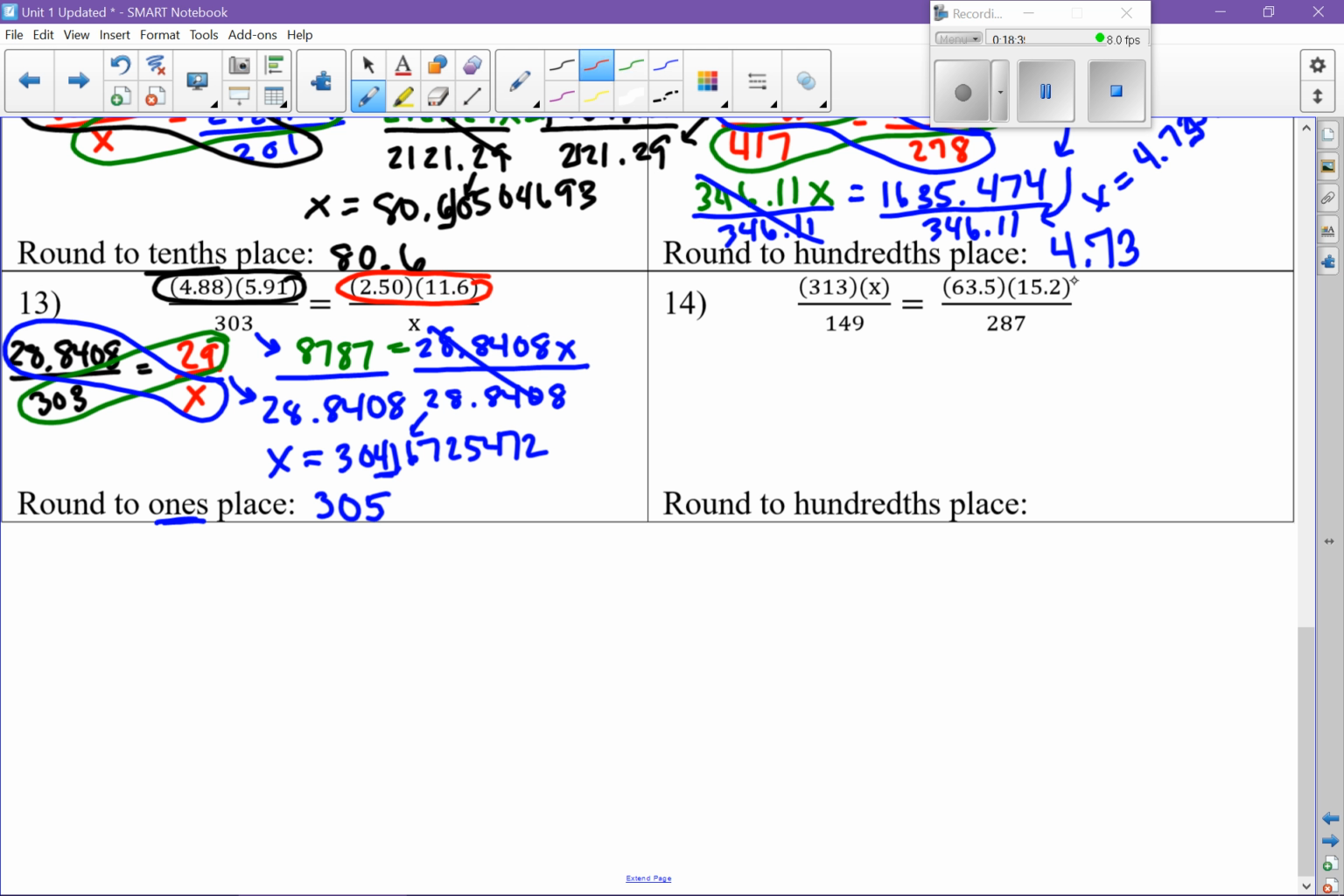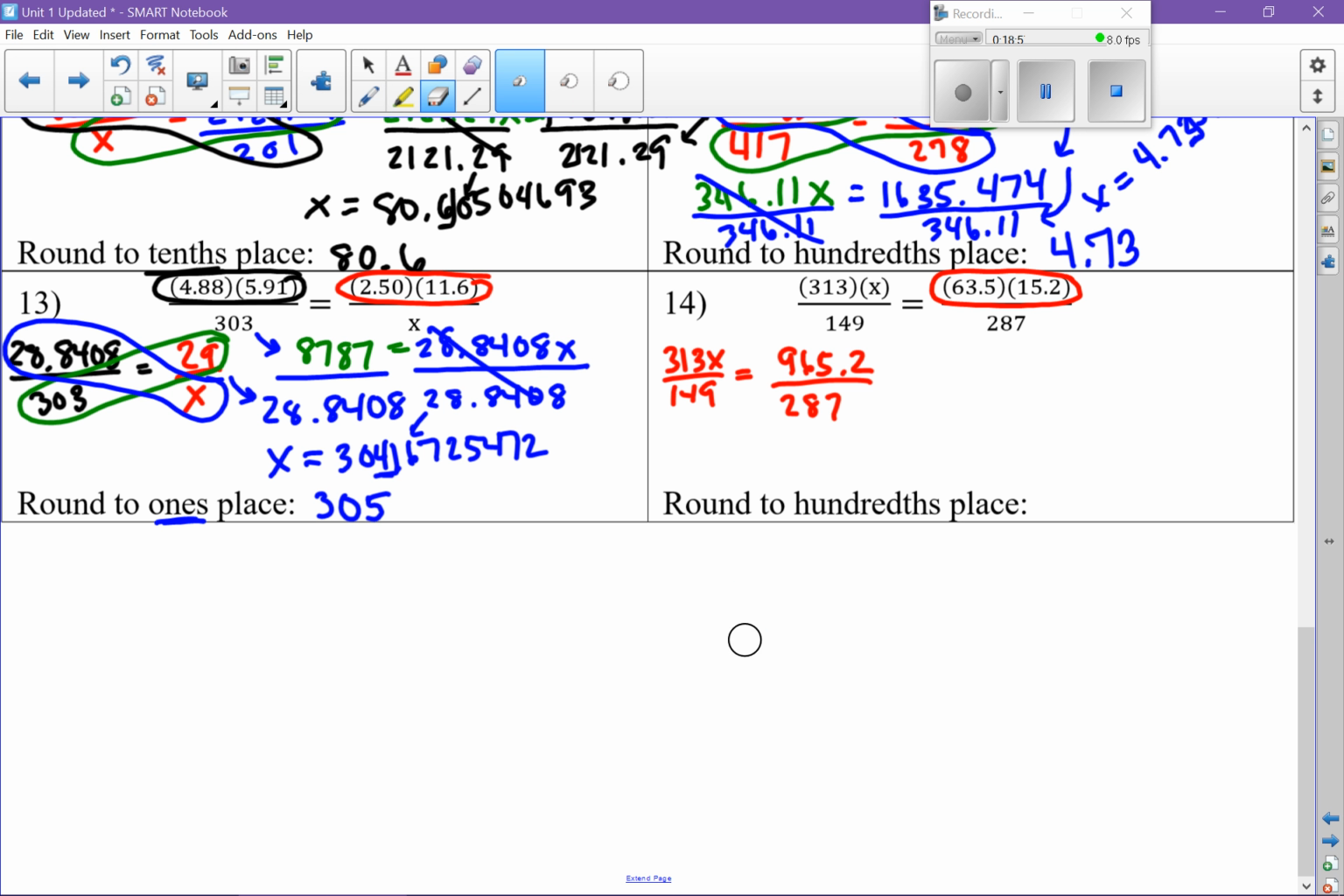So, in this one, the starting point is to combine these like terms. Leave everything else for a minute. When you multiply those two numbers together, you get 965.2 over the 287. Now you've got a nice fraction, and we're ready to do our cross multiplying that we're really good at. If I multiply this first, multiply the numbers 313 times 287, and I'm going to get 89831, and don't forget there's an x there, equals.